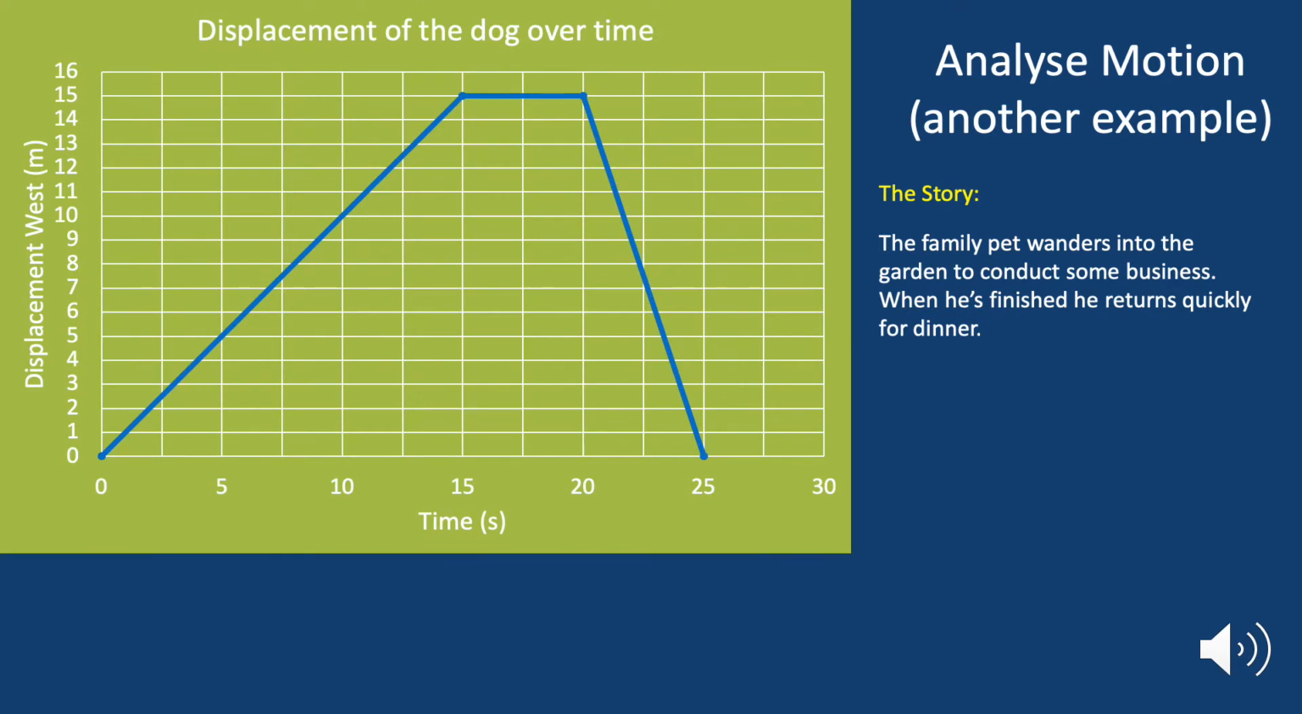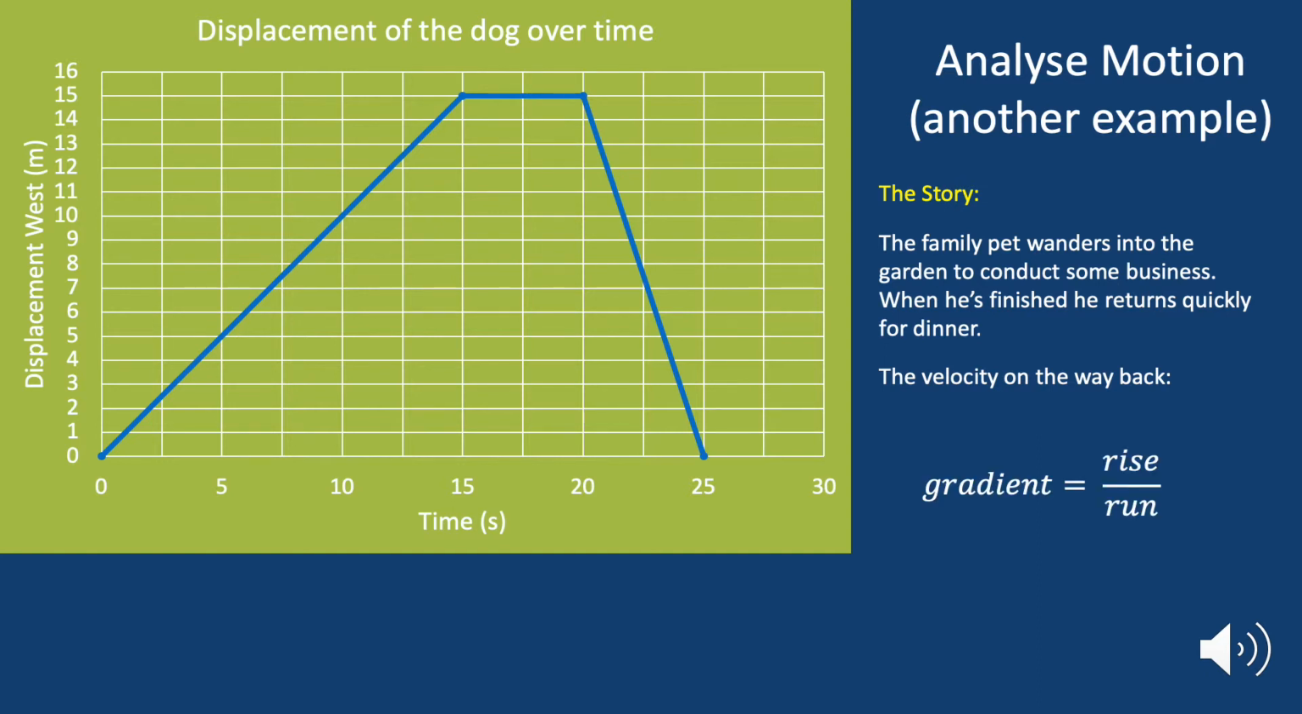Here's another example, a news story. A family pet wanders into the garden to conduct some business. When he's finished, he returns quickly for dinner. So, the velocity on the way back, let's look at that part of the graph.